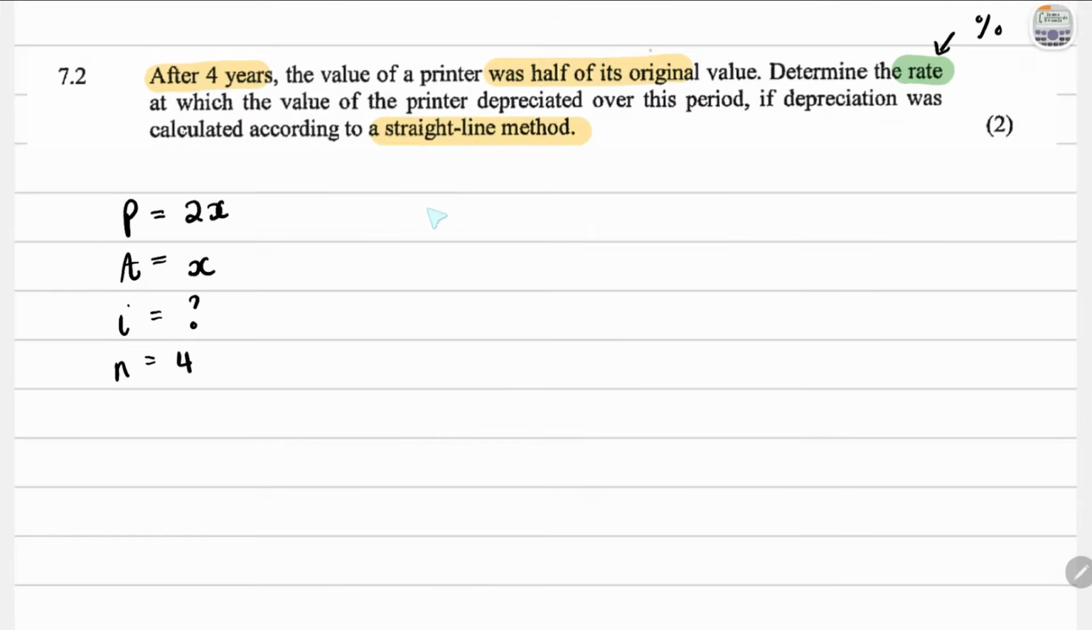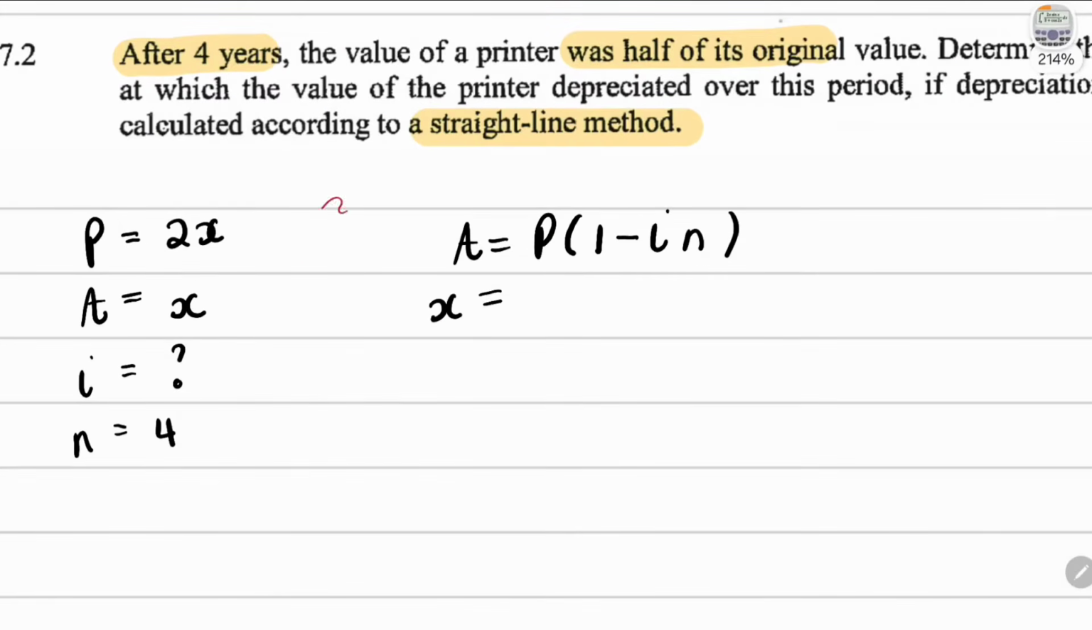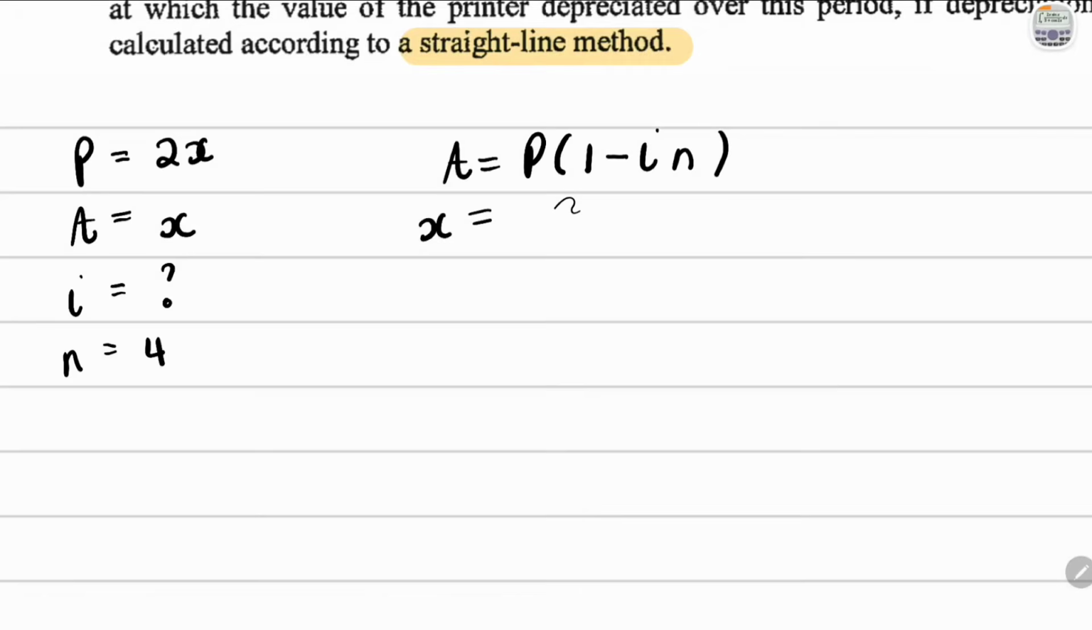Okay, so let's go. We're going to use straight line decay or simple decay, which is A equals P times (1 minus i times n). Okay, so our A value is x, you can really use any amount. You don't have to use x necessarily. If you like, you can start with, okay, maybe the printer cost 100 Rand and then ended up with 200 Rand, it's still fine. Because it's technically still that same idea.